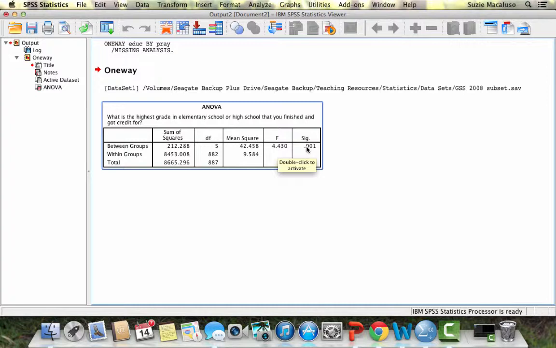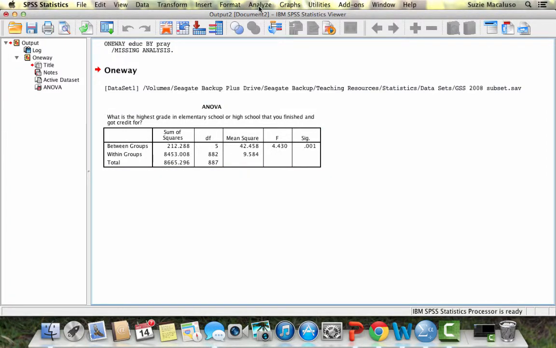So similar to t-tests, we want this SIG, the sig, this number here, to be below 0.05. If this is below 0.05, then we know that this F value is higher than the critical value at 0.05. So that's how you would do an analysis of variance. Let's go ahead and do one more.